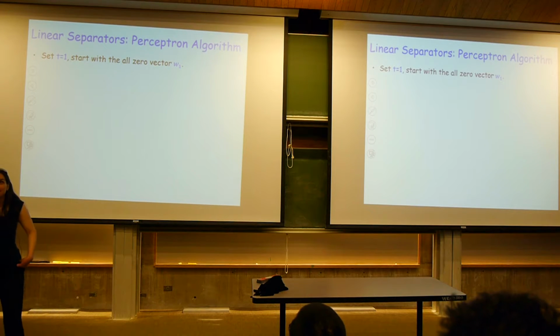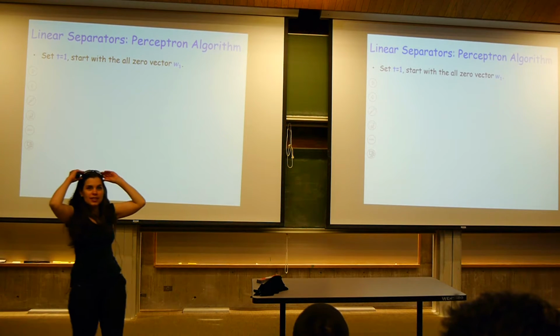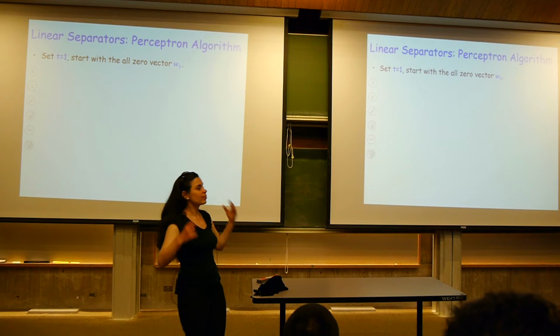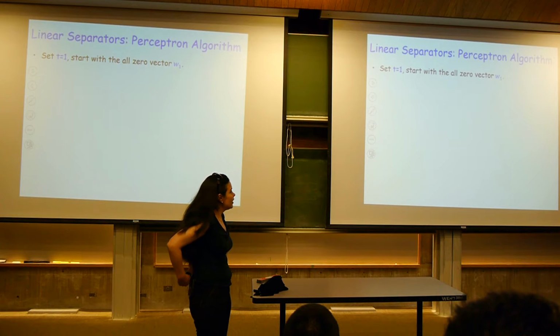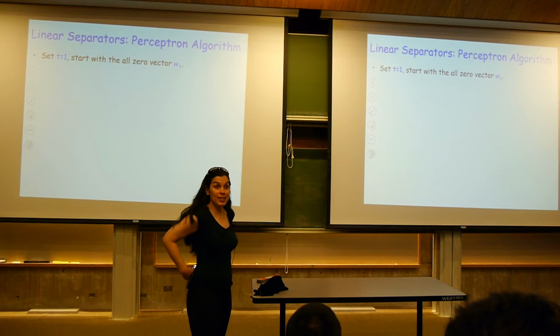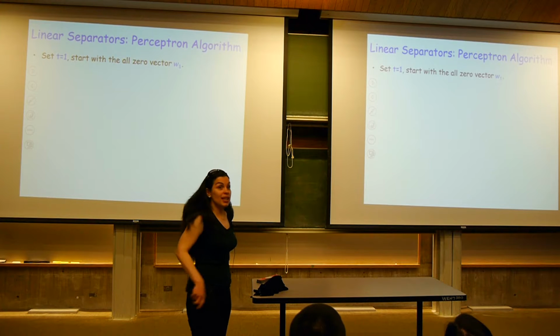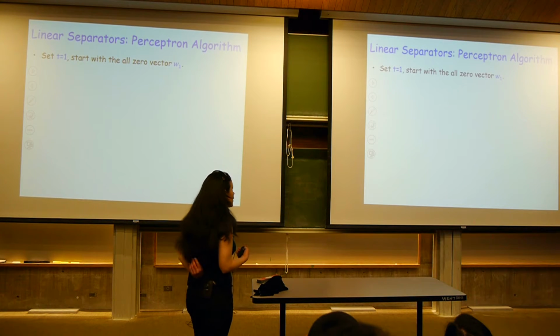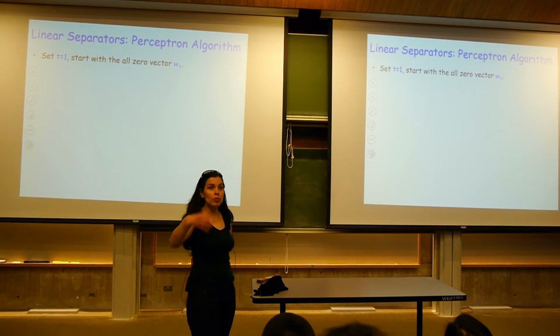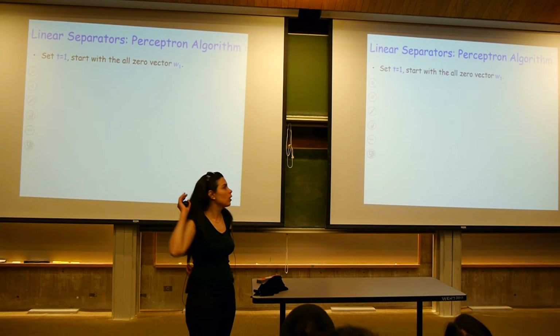So let's think about target functions that are linear separators that go through the origin. All right, and let's describe the Perceptron algorithm. As you see, it's basically the simplest algorithm you could imagine. It's a greedy algorithm. It's an online algorithm. We're going to go for a number of rounds, an arbitrarily large number of rounds.